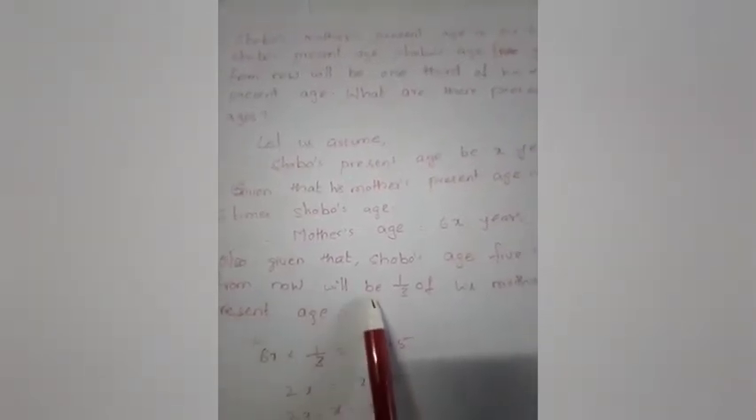After 5 years, we have to calculate. So let us assume Shobo's present age be x years, given that his mother's present age is 6 times Shobo's age. Therefore, mother's age is 6x years. Also given that Shobo's age 5 years from now will be 1/3 of his mother's present age. That is, mother's present age is 6x into 1/3, equal to Shobo's age after 5 years. So, x plus 5.